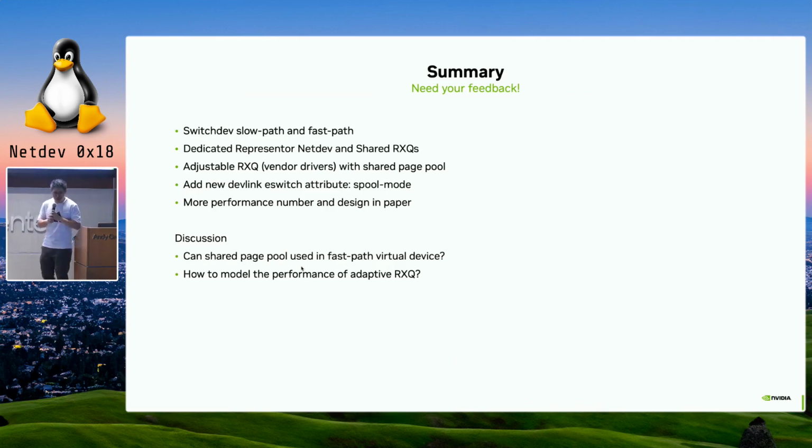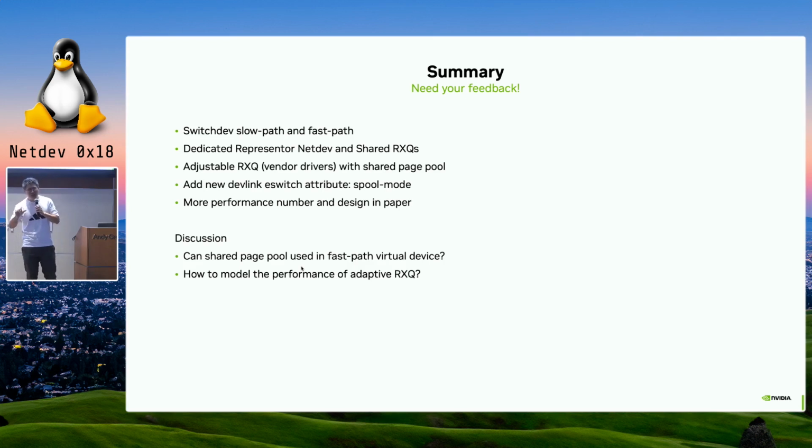So in summary, today we talk about the switchdev, the slow path and the fast path. Because we want to scale to thousands of devices, we hit two issues: not enough queues and not enough memory. We look at the existing device drivers, and most of them implement design 1 or design 2, which has shared RQ or dedicated RQ.